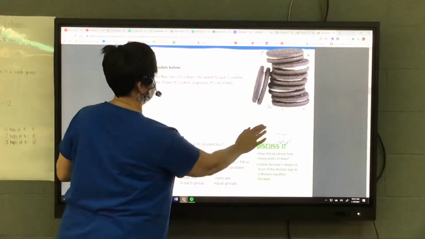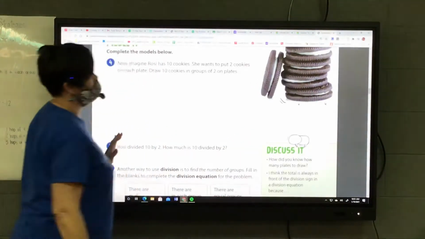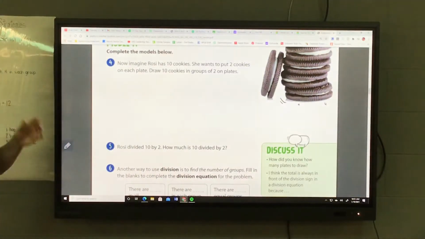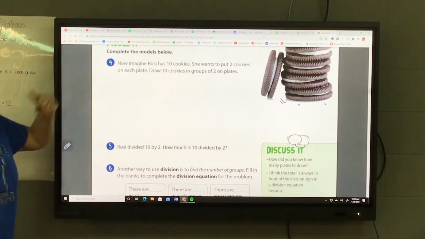Oreo cookies. Nom nom. Hungry. That's not very nice of them when we're getting this close to lunchtime. I'm hungry. They always do. I know, darn them.